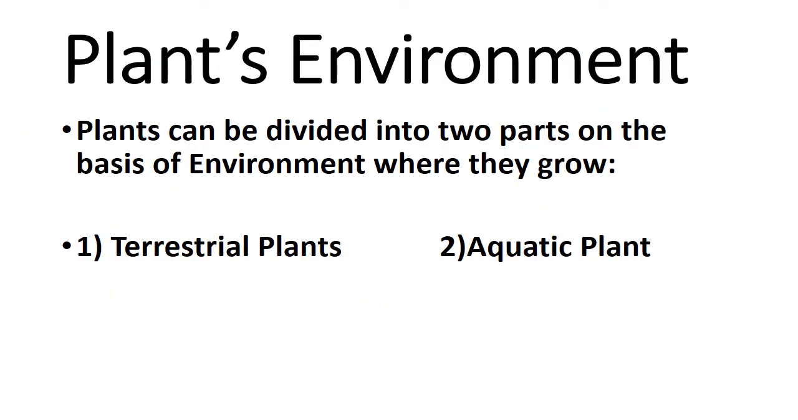Plants can be divided into two parts on the basis of the environment where they grow. So you have terrestrial plants and aquatic plants. So basically on the basis of environment we can divide plants into two groups. One type is terrestrial plant and the second one is aquatic plant.